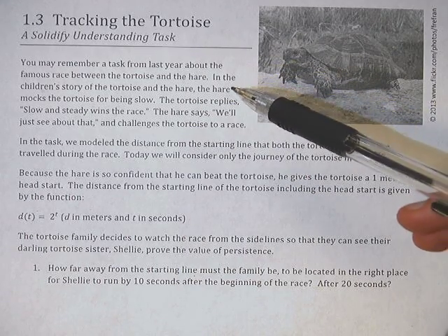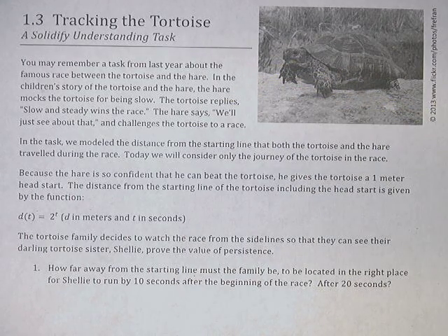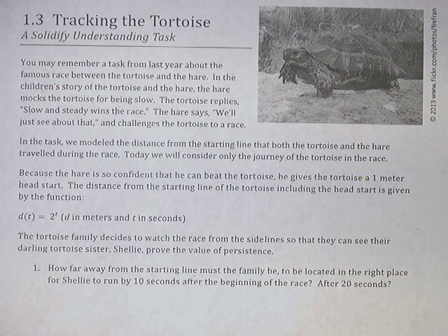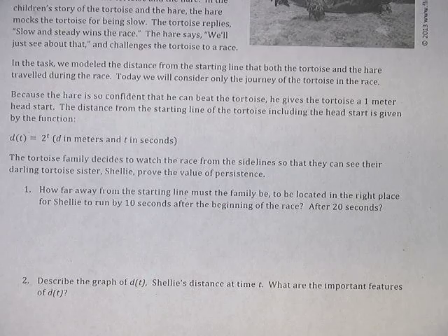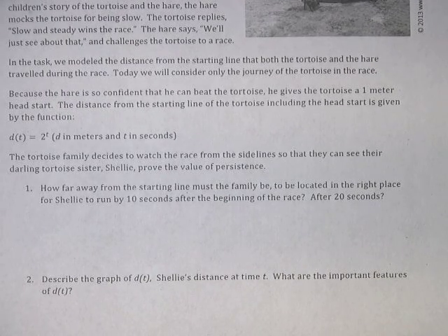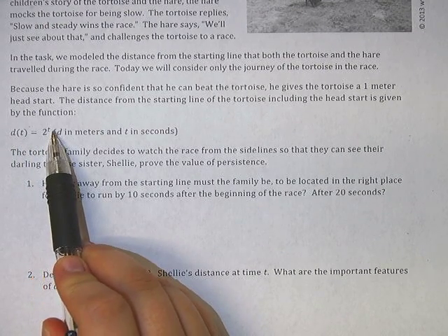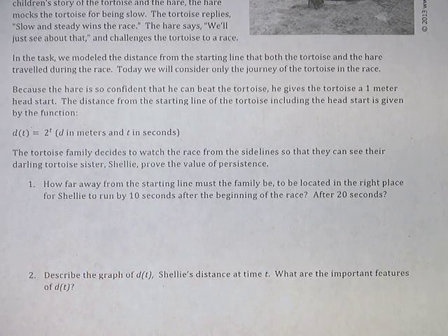So you remember a task from last year about the famous race between the tortoise and the hare, and slow and steady wins the race and all that. So let's look at some of our starting values here. In the original task, one of the big things they were doing was graphing the way the tortoise moved and the way the hare moved. We're going to focus more on the tortoise. Here's our distance formula: distance equals 2 to the t power, distance being in meters, time being in seconds. So t being in seconds.